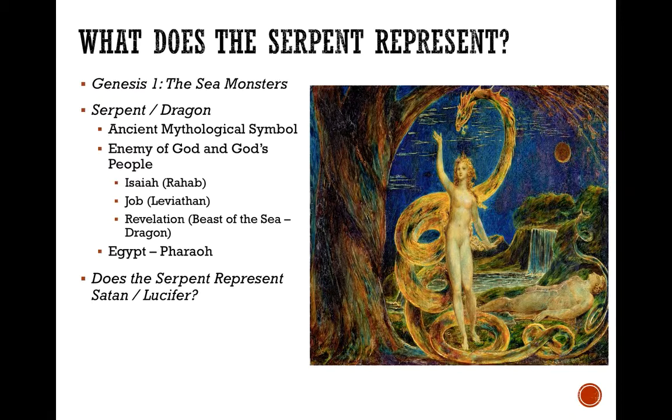Now, can we say the serpent represents Satan or Lucifer? This is a tricky question. On the one hand, it's important to realize that the author most likely doesn't intend it to refer to Satan or Lucifer. Satan doesn't come along until much later in the Old Testament narrative. In some ways, you could talk about it being a development. In the first five books of the Bible, you don't find resurrection. You don't find references to Satan or Lucifer. Those things all come later on in the Old Testament revelation. So in one way, you can answer that the serpent at the beginning of Genesis 3 is not necessarily Satan or Lucifer.